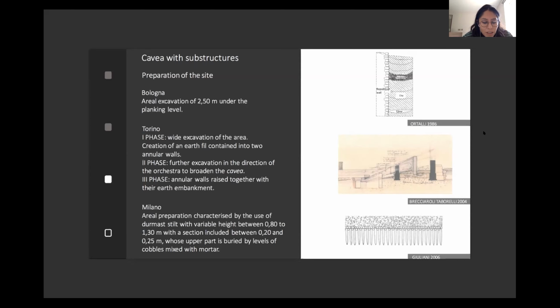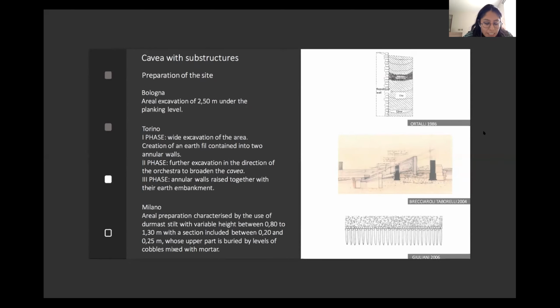In the first phase of the theater, these structures were sustaining the lower part of the cavea. During the second phase, to broaden the capacity of the cavea, instead of building other substructures along the external perimeter of the previous cavea, a further excavation was operated in the direction of the orchestra.